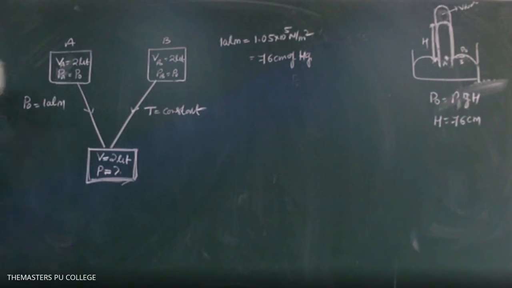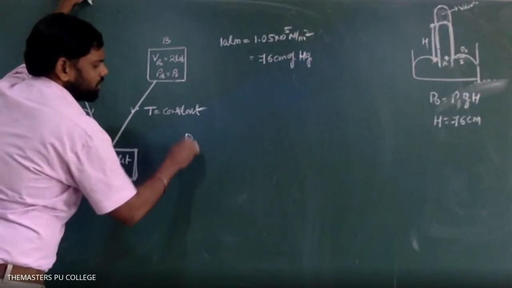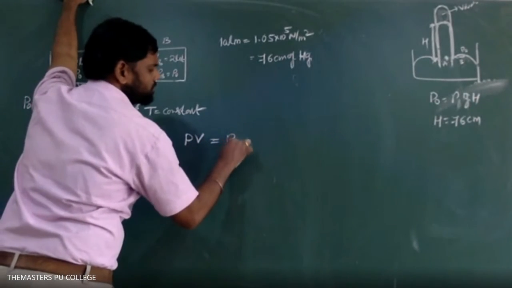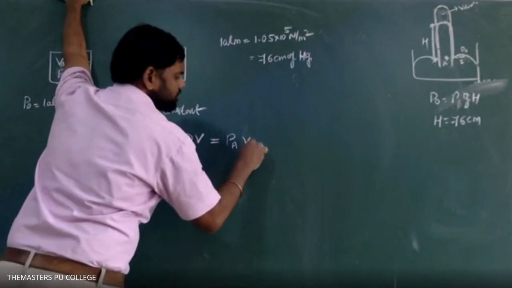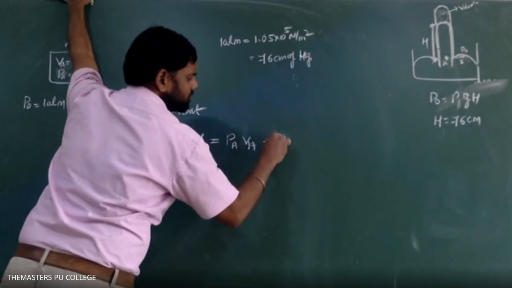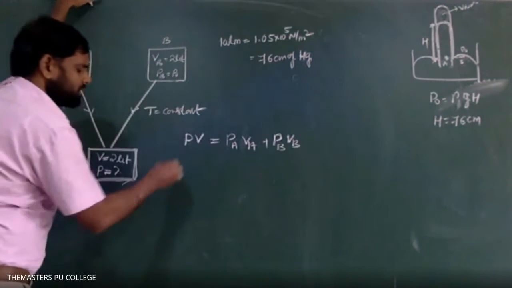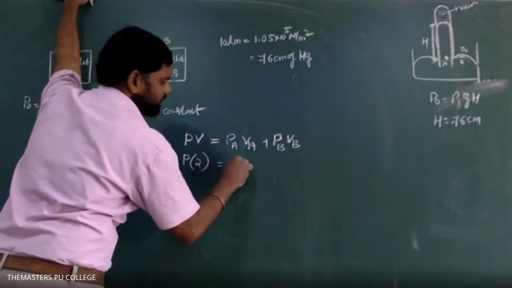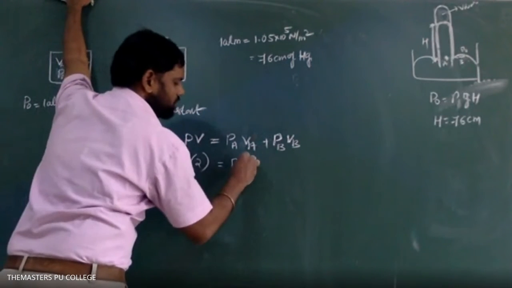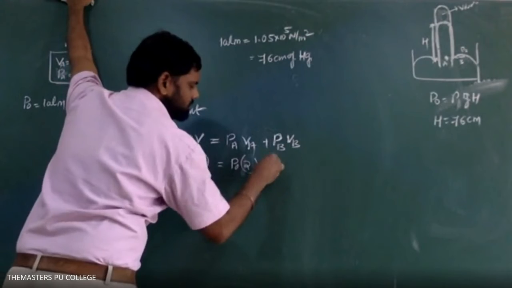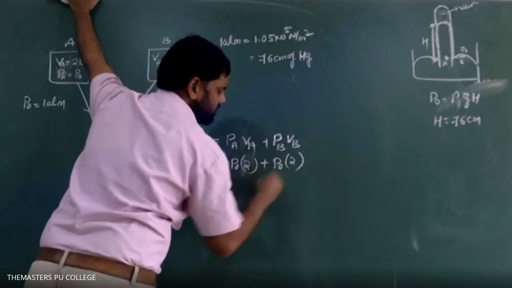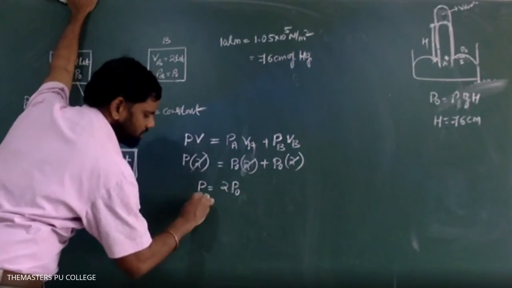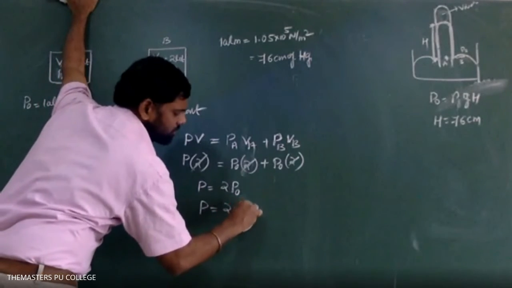Then for the resultant, I can write like this: the product of the resultant pressure and resultant volume equals the product of the pressure and volume of the first gas plus the product of the pressure and volume of the second gas, PB, VB. So P into volume, that's 2 liter, equals PA, that is P naught, times volume 2 liter, plus PB, that is P naught, into again 2 liter. This 2 liter gets cancelled. The pressure P is equal to P naught. The resultant pressure is nothing but 2 atmosphere.